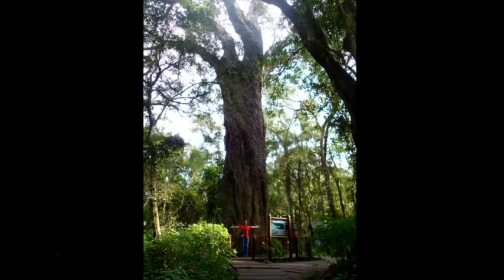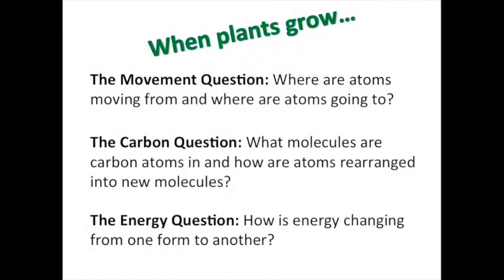When we talk about plants growing, we often mean that they grow taller or stronger, or that they have more leaves. But measuring height and strength or counting leaves doesn't really help us think about where the matter comes from for the plant to grow. This is why we use the 3 questions to focus our thinking. Look at the movement question on the 3 questions poster. Where are atoms moving from, and where are atoms going to?